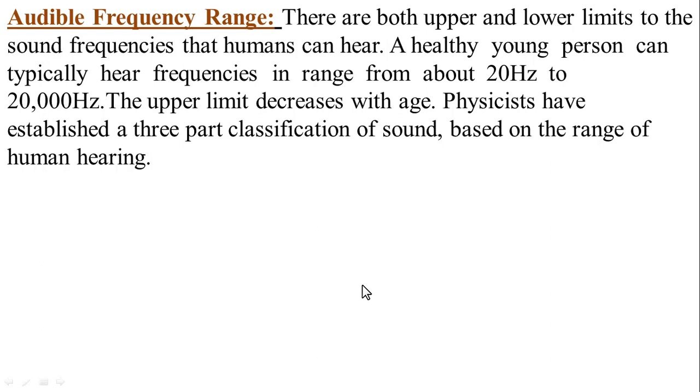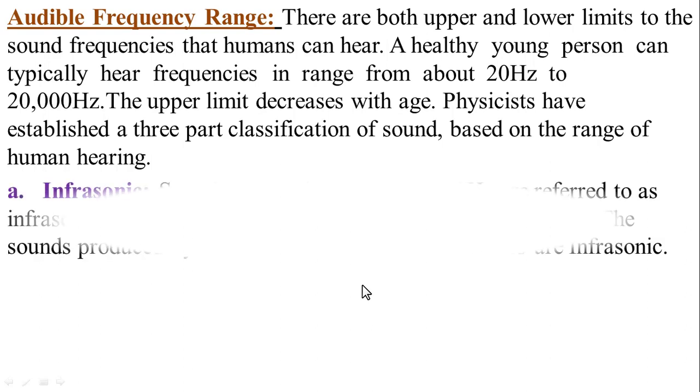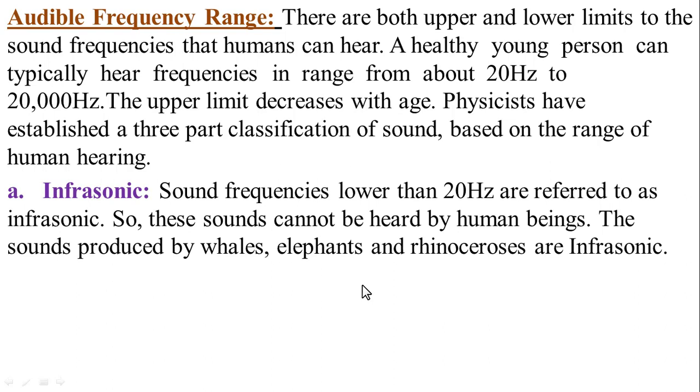Physicists have established a three-part classification of sound based on the range of human hearing. First, infrasonic waves. What is an infrasonic sound wave? Sound frequencies lower than 20 Hz are referred to as infrasonic. These sound waves cannot be heard by human beings. The sounds produced by an elephant are an example of infrasonic waves.